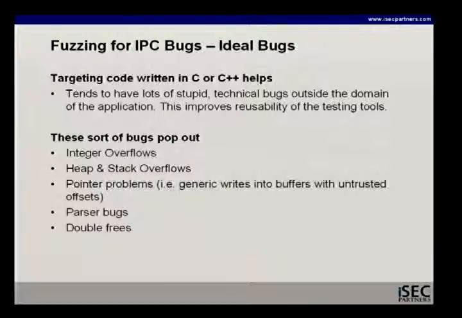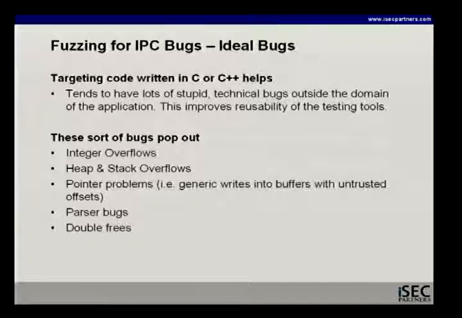So what kind of bugs are good for this? Well, we definitely want to target applications written in C and C++. These tend to have a lot of technical bugs that aren't application domain bugs. By application domain bugs, I mean, if you have an application that does some type of complicated function that, maybe it grants access to a checking account, right? Figuring out what's going on inside that domain isn't very reusable, because the next application you look at isn't using checking accounts, it's a video game or something.